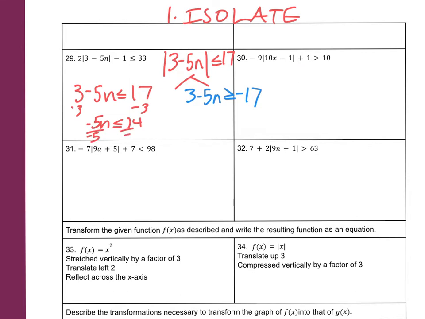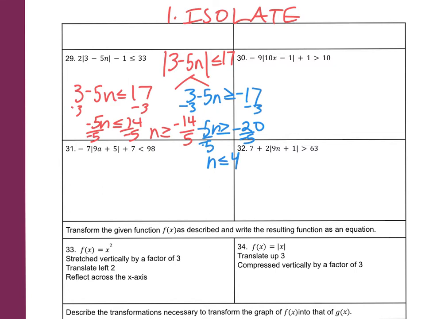When I divide by a negative, I have to flip my inequality, so this just becomes n is greater than or equal to negative 14/5. And then subtract 3, this is negative 20. Again, I'm dividing by a negative, so I'm flipping that sign. N is less than or equal to 4.